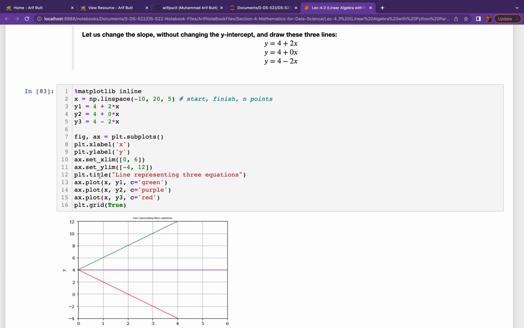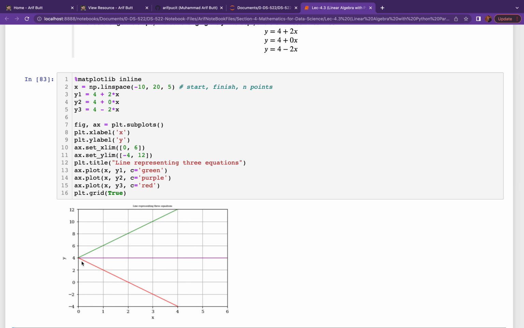Having a positive slope, it shows the positive relationship between the two variables x and y. And this purple line represents the equation y2 is equal to 4 plus 0x, having a slope of 0, showing no relationship between the two variables x and y. And you can visually see this: whatever the value of x, the value of y is the same. X is 1, y is 4, x is 2, y is 4, x is 3, y is 4. That means the variable x has no impact on y.